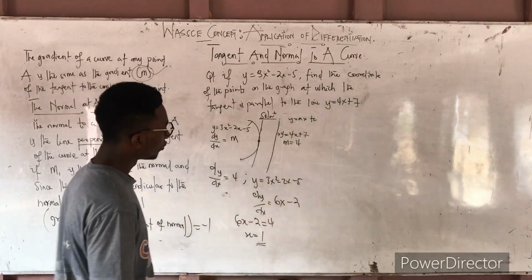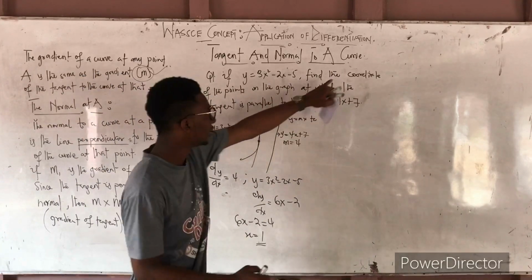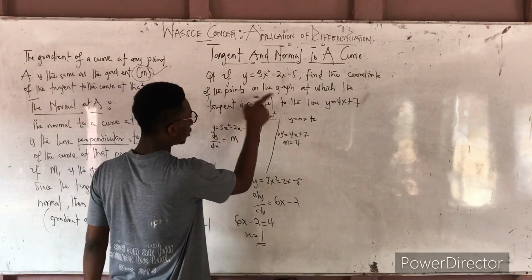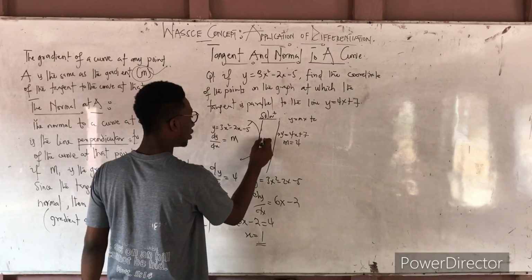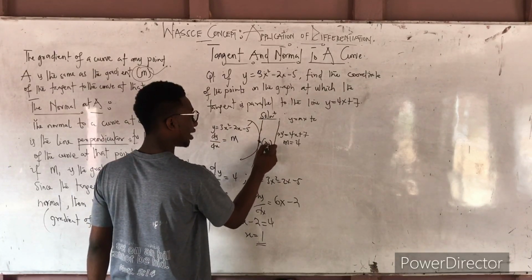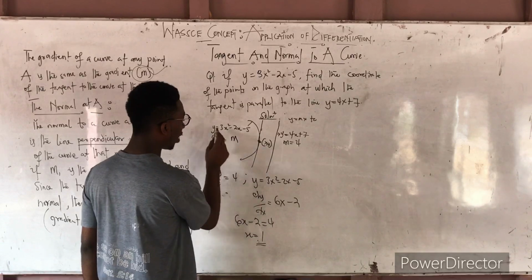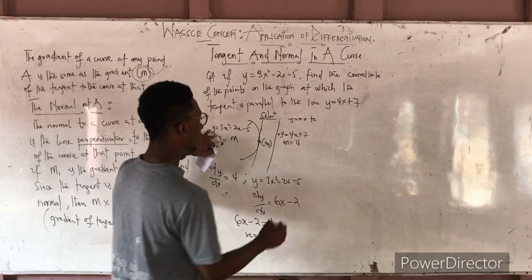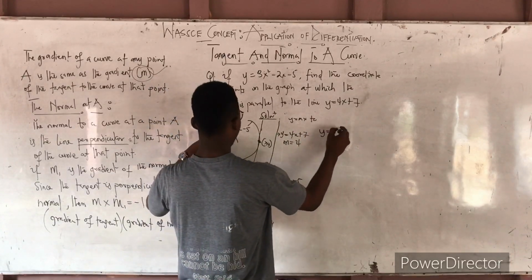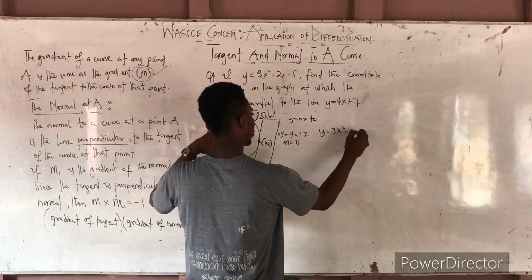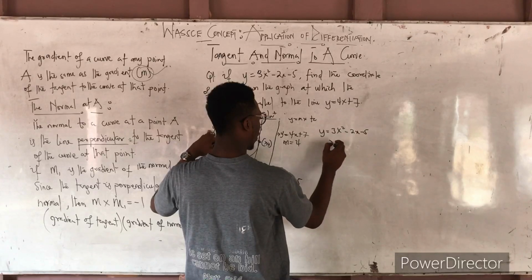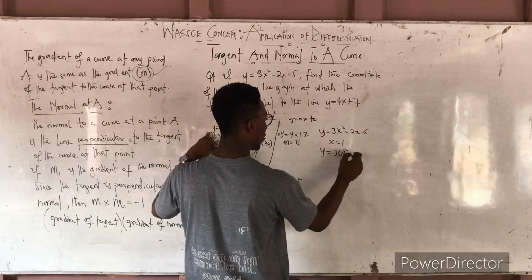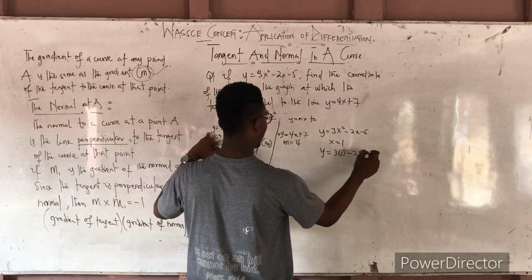So we are finding the coordinates of the point on the graph where the tangent touches. Now, for the coordinates of the point, we have to find x and y. So now we know our x. How do we find our y? We have to put the x into this equation to find our y. So therefore, y is equal to 3x squared minus 2x minus 5, where x is equal to 1. Y will give you 3 times 1 squared minus 2 times 1 minus 5.